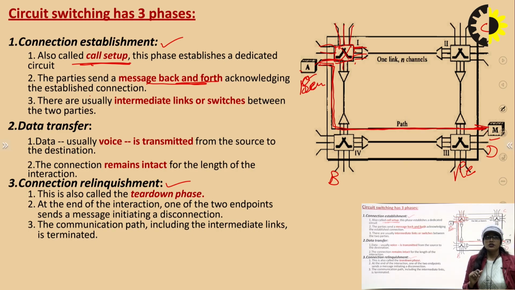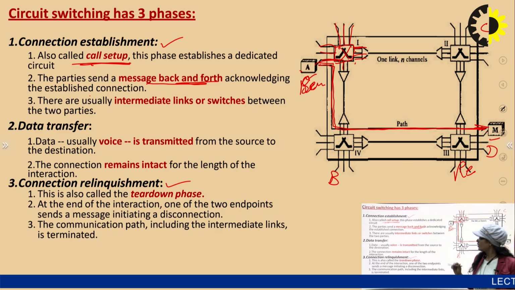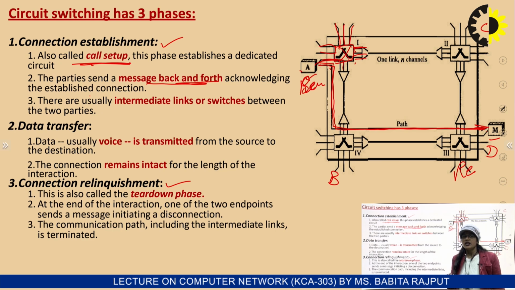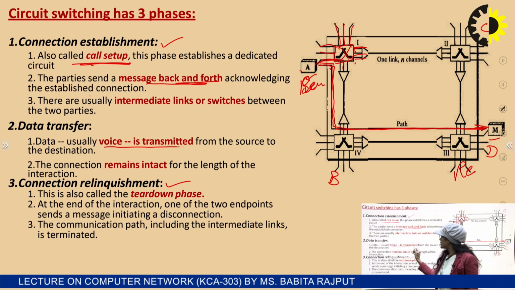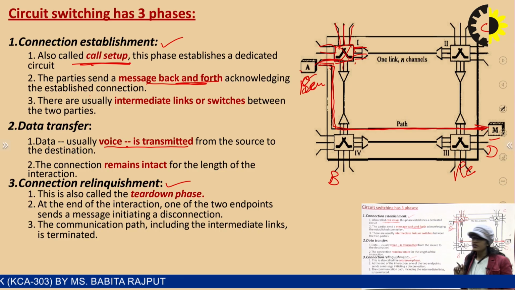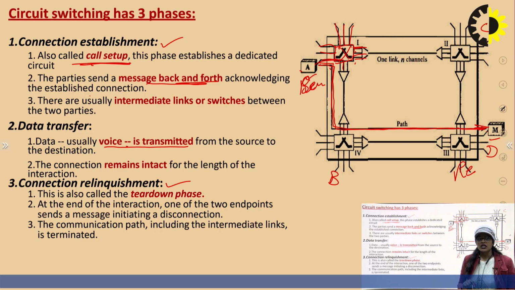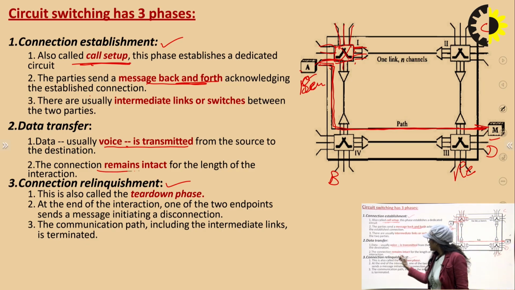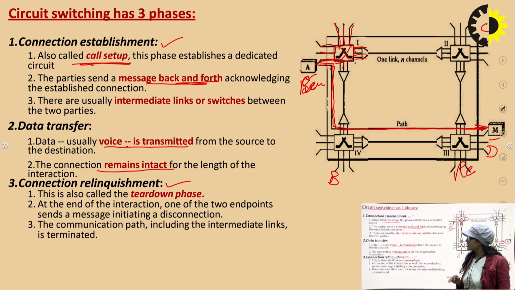And after that, there are usually intermediate links or switches between the two parties, because these switches help the communicators maintain the frequency of the network, right? And after that, data transfer. Usually, this particular kind of approach is implemented only to transfer voice messages, voice type of information, from source to destination. The connection remains intact for the length of the interaction. That means as long as you are communicating with each other, your connection is maintained in the same manner, right?